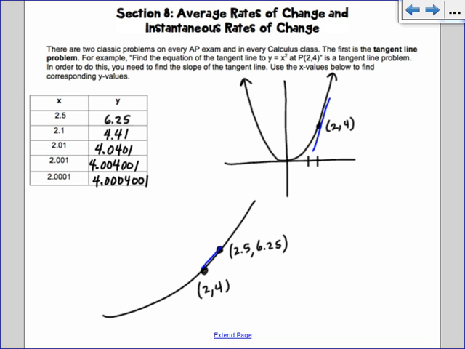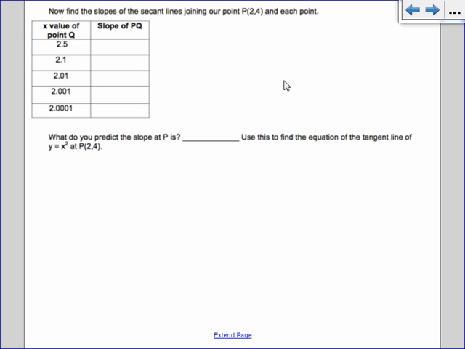Okay, we're definitely getting closer to the point 2, 4. This is not what we're caring about, not necessarily this little t-table. What we're worrying about is the slope. So we're going to look at this next little chart. And it says the x value at point Q was 2.5. Remember, that was the point 2.5, 6.25.